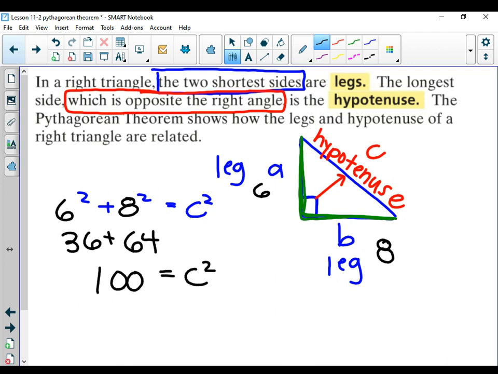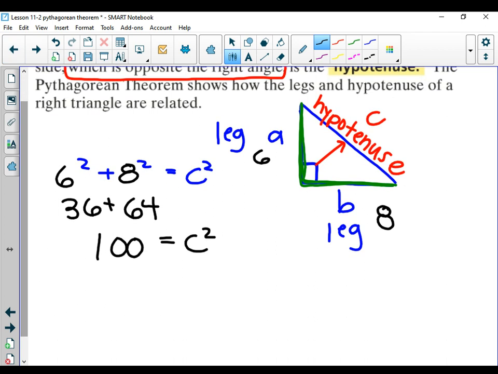And now we need one more thing. C squared is 100. Maddie, would it be 10,000? Not quite. You want to go backwards because I don't want C squared. I want regular C. 10. How do I get rid of this little 2? Divide it by itself. Square root it. If I square root one side, I have to square root the other side. Missing hypotenuse.